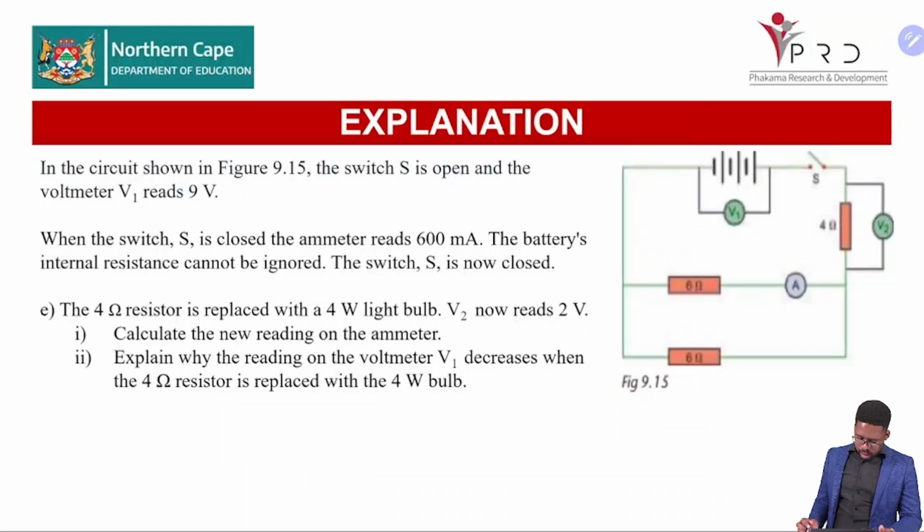When switch S is closed, our ammeter reads 600 times 10 to the power negative 3 amperes. And then we can ignore the internal resistance of the battery. And it says we cannot ignore it. The battery's internal resistance cannot be ignored. The switch S is now closed. Now, what is happening there?